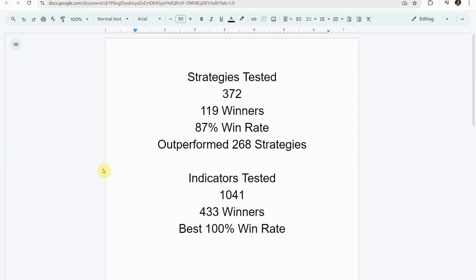Alright, as I said, today we will be testing a crypto scalping strategy. Before we do though, I wanted to put the testing scoreboard up for everyone to see. So to date, we have tested a total of 372 different strategies, with 119 of them being winners. The best one so far was able to achieve an 87% win rate. That was achieved using the Academy of Forex indicator. And so far, since we've been keeping track, it has outperformed 268 of the other strategies that we have put it up against, every single one so far. We've also tested a total of 1,041 indicators, with 433 of them being winners.